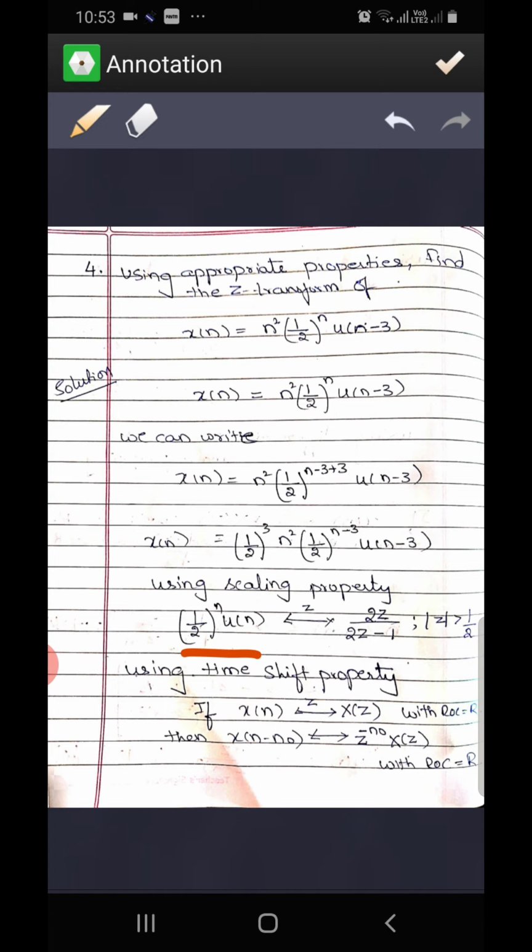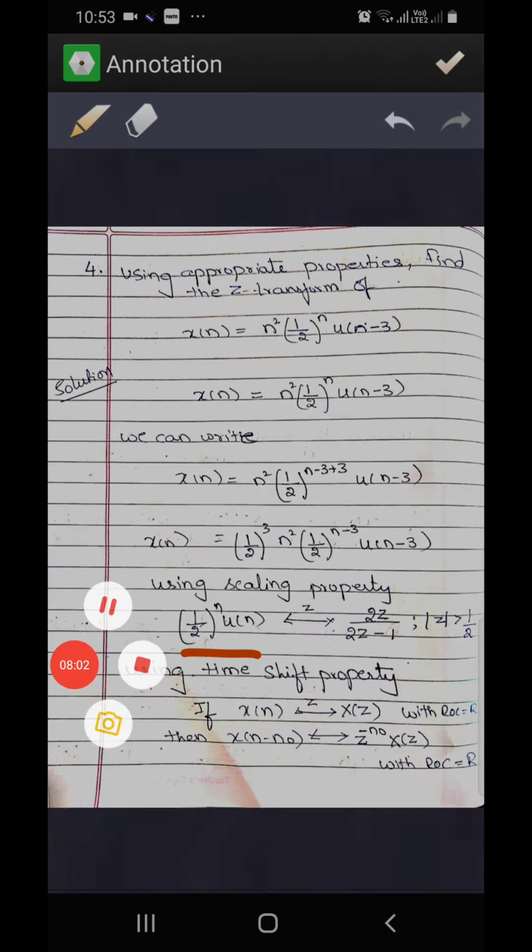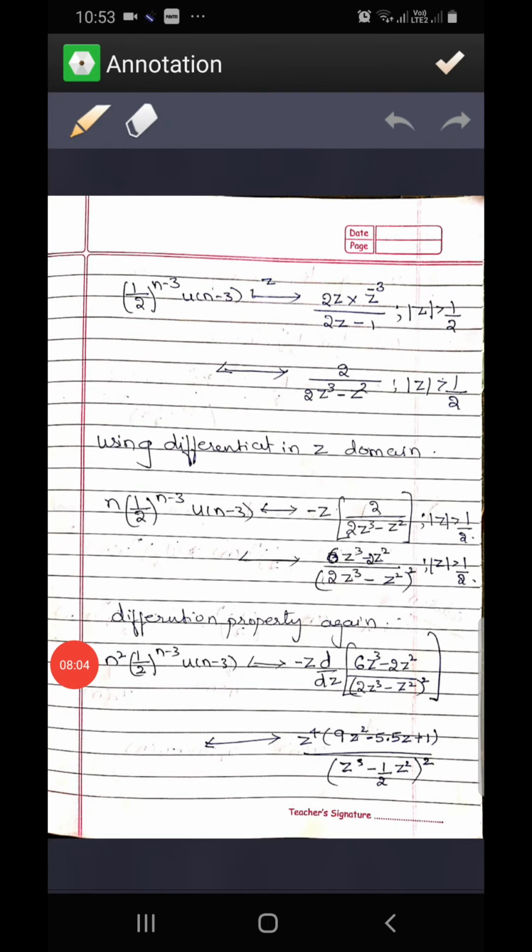So what happens? Let us see. It has to be multiplied by z raised to minus 3. So the Z transform of 1 by 2 whole raised to n minus 3 u of n minus 3 will be, we have got 1 by 2 whole raised to n u of n as 2z by 2z minus 1, now multiplied with z raised to minus n naught. Here n naught is nothing but 3. Here the ROC will not change, therefore mod z is greater than or equal to 1 by 2.